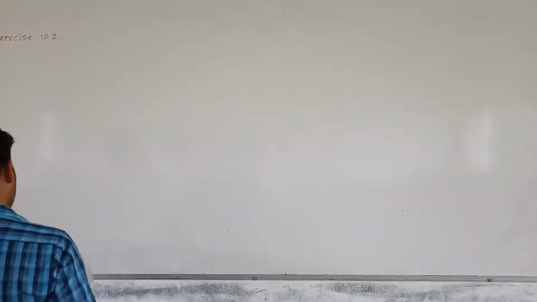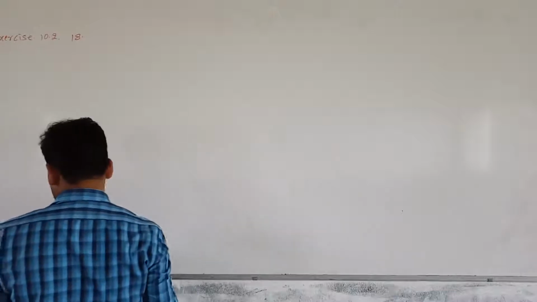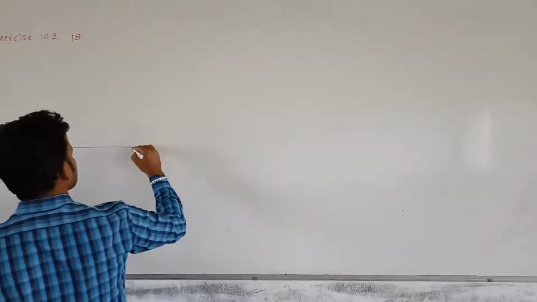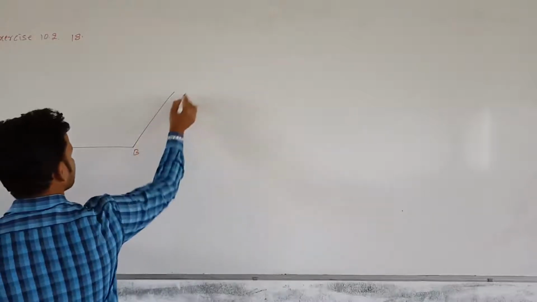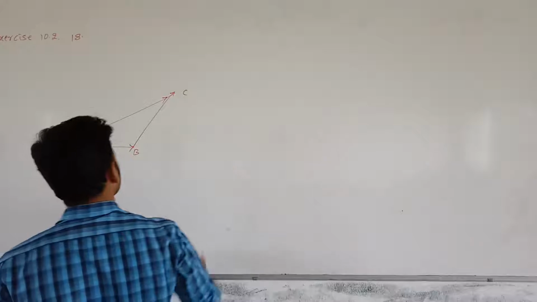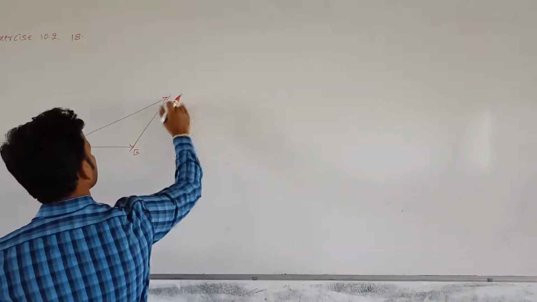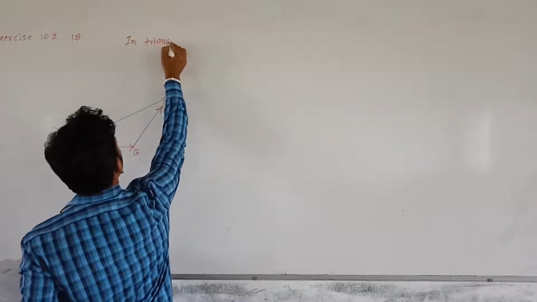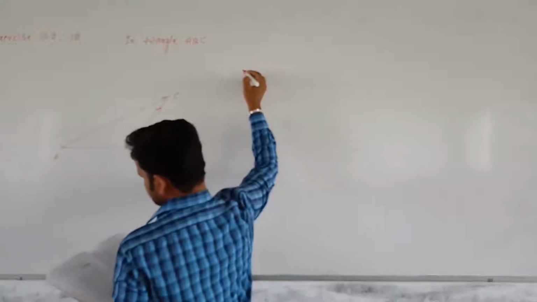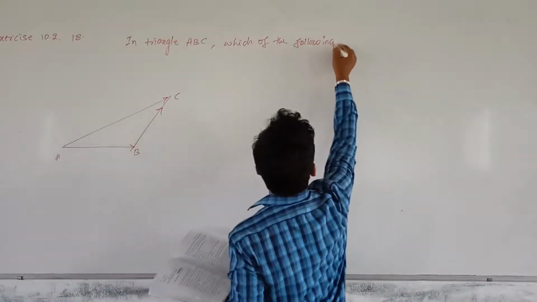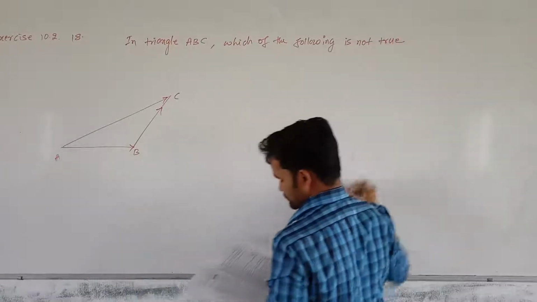Now let us take question number 18. Question number 18 is, in the triangle ABC, which of the following is not true? There is a triangle given to us, A, B, C, these are the vertices. In triangle ABC, which of the following is not true?